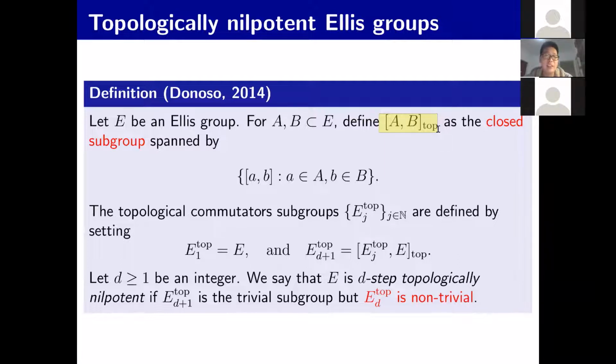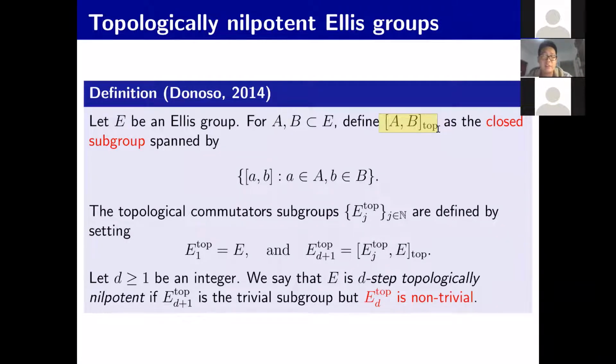And we can define the topological commutator subgroup inductively as follows. We say that E is a d-step topological nilpotent if E sub d+1 is the trivial subgroup. Here I add a condition that E sub d is non-trivial. This condition is necessary because trivial groups bring nothing for us.